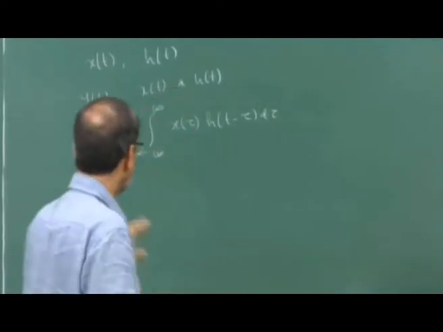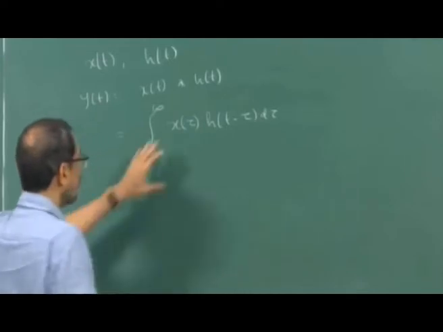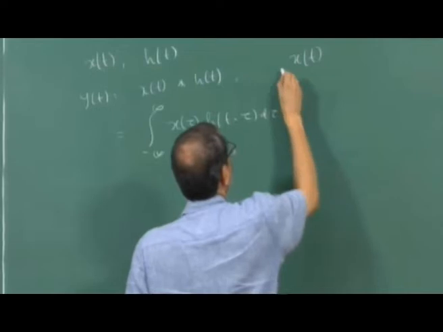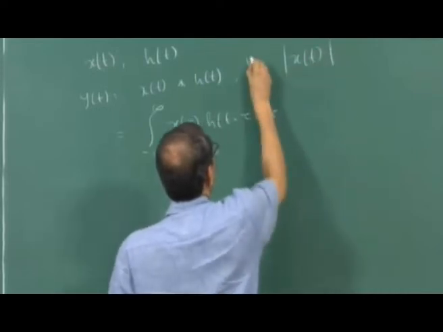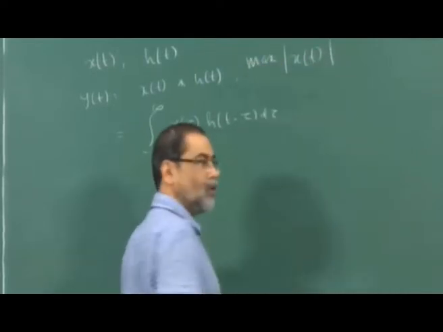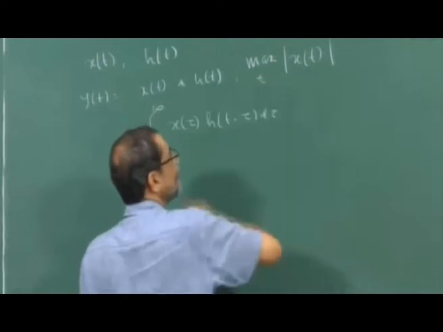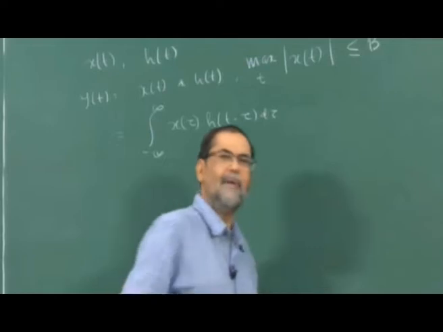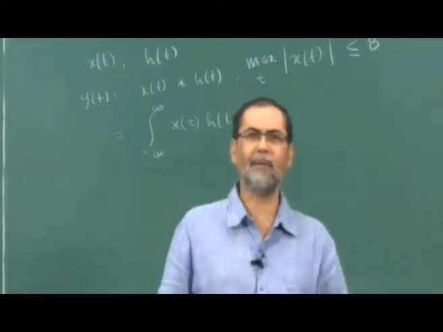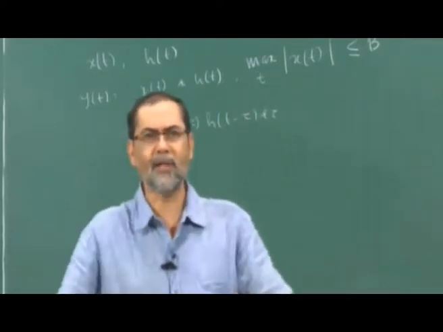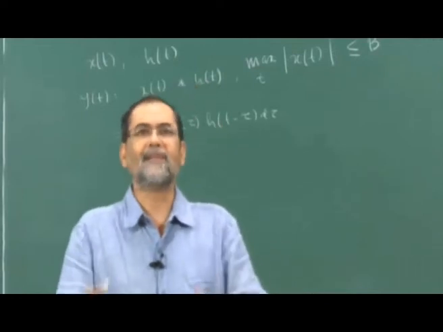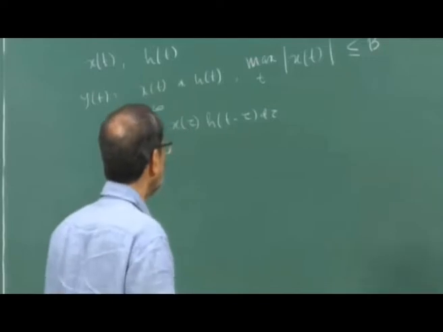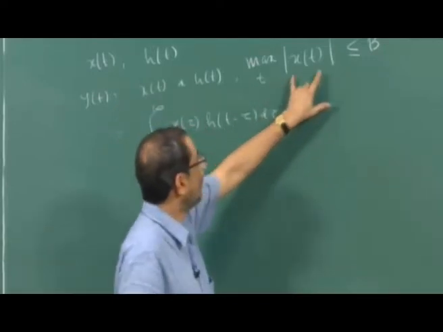Okay, so let me go over that. I assume that the maximum absolute value of x of t for all times t is less than b. Right? b is some limit. I'm not interested in that. It could be 10,000. It could be 0.1. Its actual value is immaterial as long as it is a finite value. Okay, so I find the absolute value.